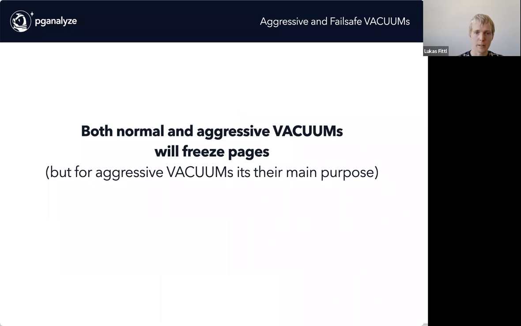Now, both a normal and an aggressive vacuum will freeze pages, but the goal of an aggressive vacuum is to do this as its main thing, versus for the normal one, it's kind of an eager decision for it to do it ahead of time.